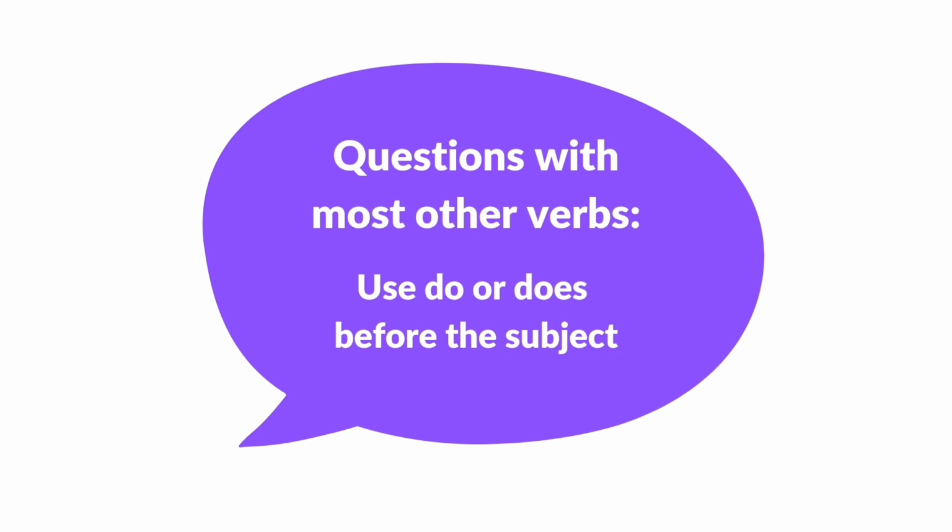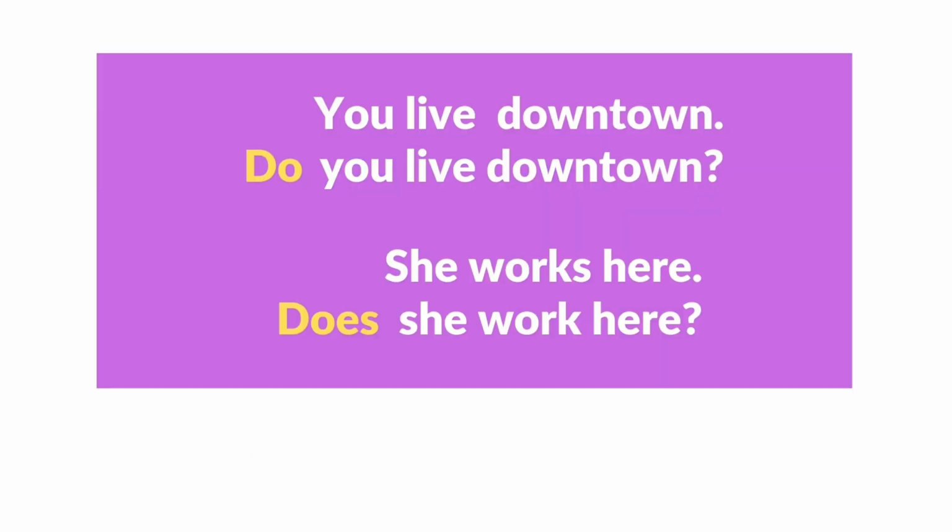Now, for questions with most other verbs, we use do or does before the subject. Check out these examples. Affirmative, you live downtown. Question, do you live downtown? Affirmative, she works here. Question, does she work here? As you can see, letter S is not at the end of the verb anymore when it's a question. Letter S is in the word does. Does she work? Work, no letter S, if it's a question.